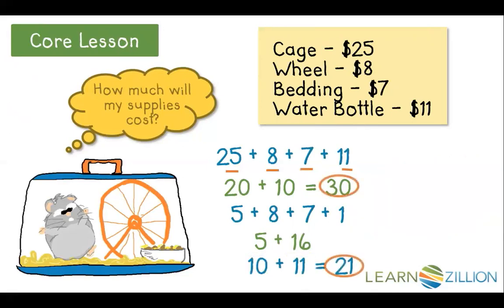30 and 21 are the partial sums. So when I add 30 plus 21, I get 51. The hamster supplies will cost $51.